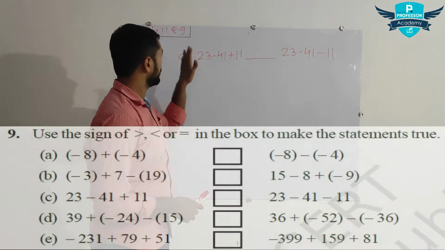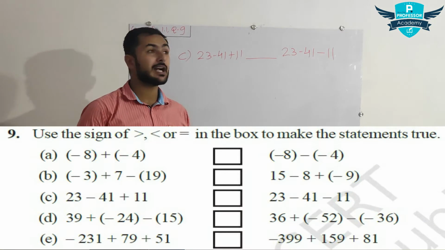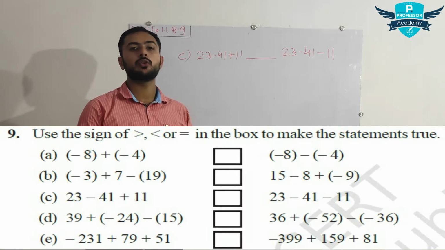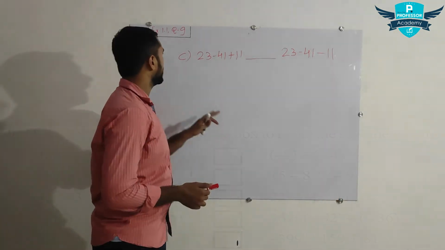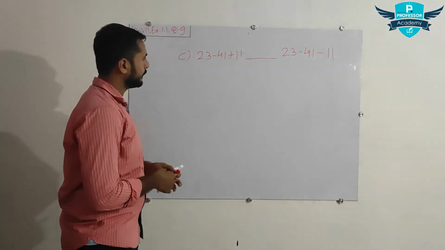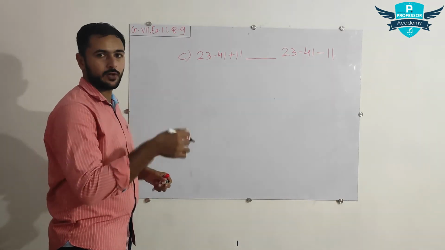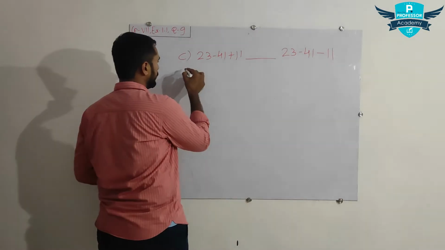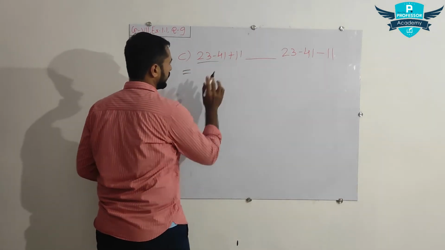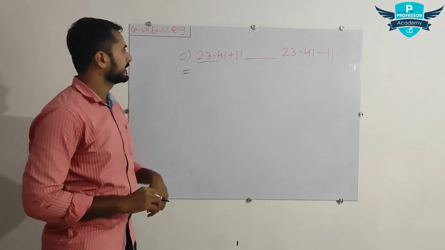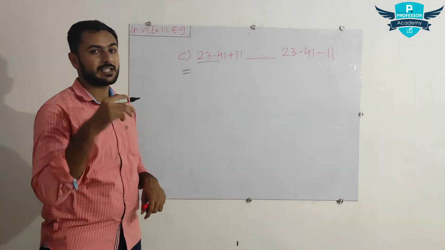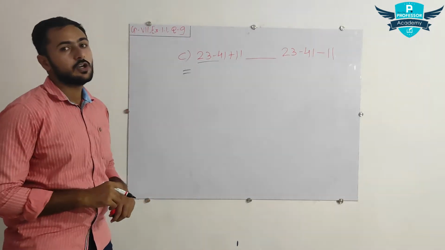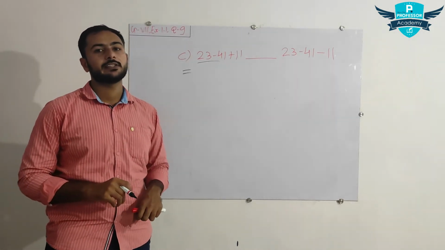We completed question number 9, A and B portions. Now here we have the C one. D and E you have to do as your practice work. Now for the C, again we will do the same as we did for A and B. Here we will solve the left hand side first. First of all we will solve the first two numbers. We have 23 minus 41. So plus minus minus means we will do subtraction. So here 41 minus 23.